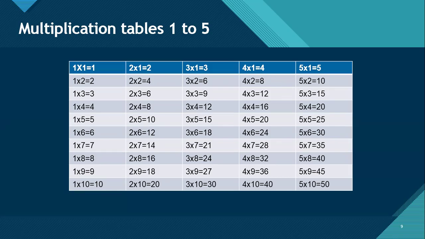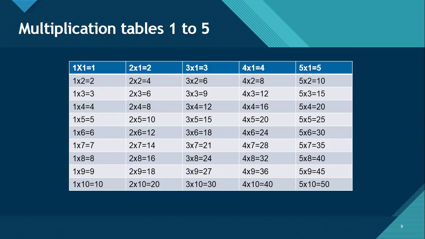4 ones are 4. 4 twos are 8. 4 threes are 12. 4 fours are 16. 4 fives are 20. 4 sixes are 24. 4 sevens are 28. 4 eights are 32. 4 nines are 36. 4 tens are 40. How does it come? Again, simple repeated addition. 4 multiplied by 3 means addition of 4, 3 times, means 4 plus 4 plus 4.